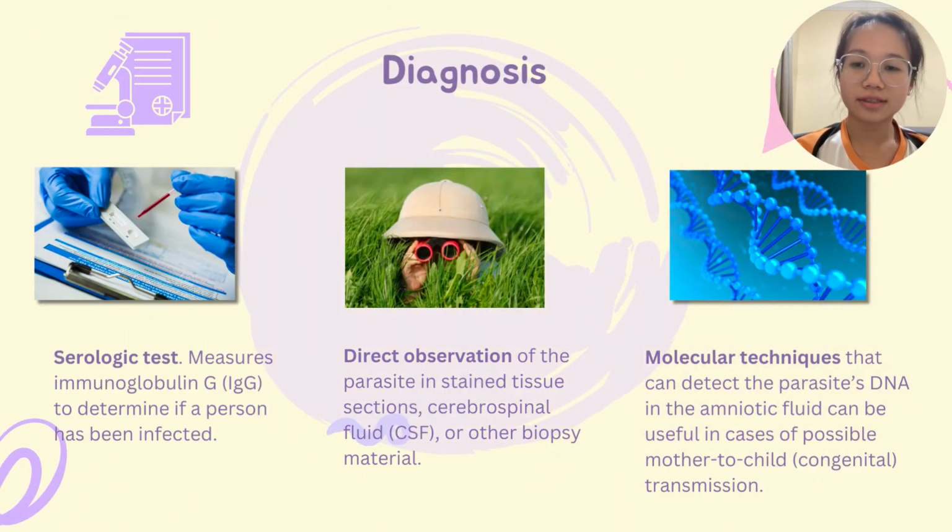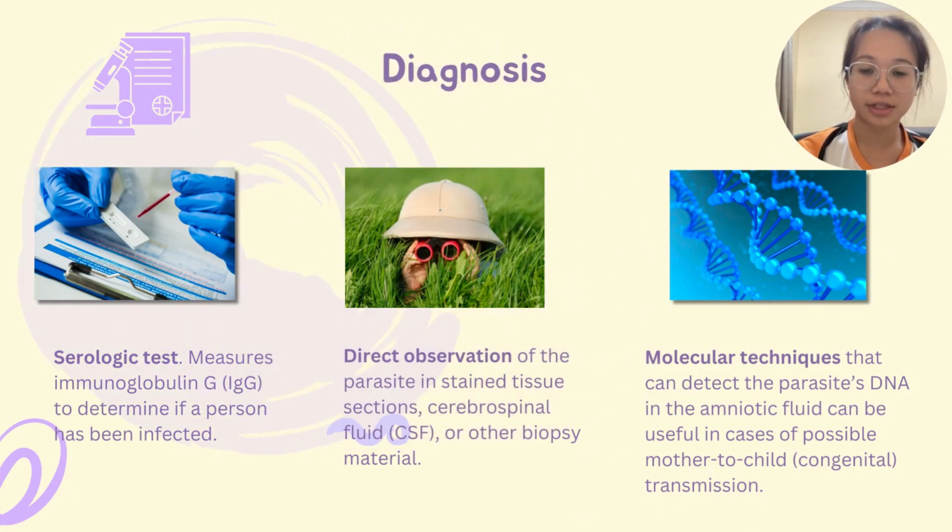Now I would like to discuss the diagnosis. We can use the serologic test to measure the presence of immunoglobulin G and to determine whether this person is infected with toxoplasmosis or not. We can also use direct observation of the parasites in stained tissue sections, cerebrospinal fluid, or other biopsy material. And the third one, molecular techniques that can detect parasite DNA in the amniotic fluid can be useful in the case of possible mother-to-child transmission.